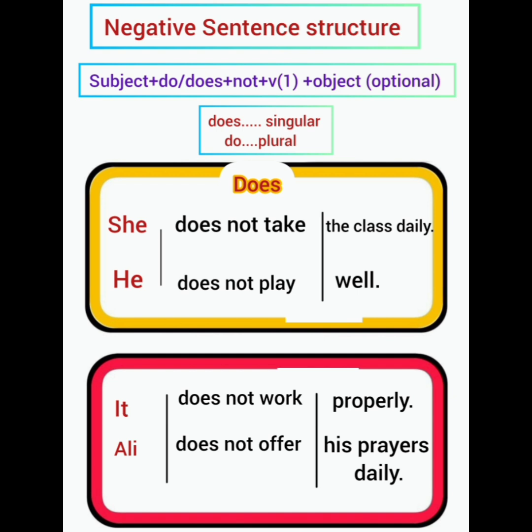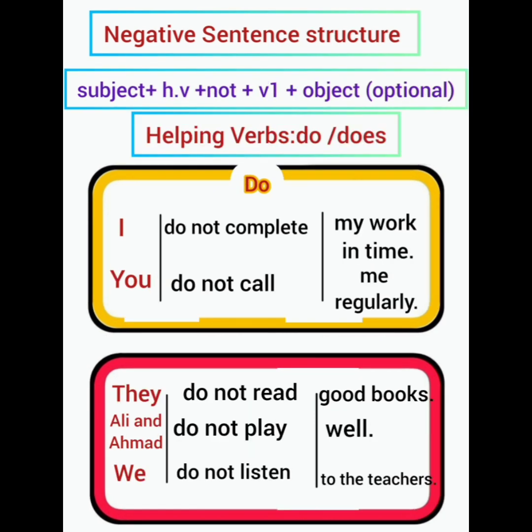For example, she does not take the class. Now she is singular subject, does is used as helping verb for singular subjects, not is the word of negation, take the class is the rest of the sentence. He does not play well. It does not work properly. Ali does not offer his prayers daily. All the subjects in these given sentences are singular. That's why does is used here. Then the negative sentence structure for the subjects that are plural.